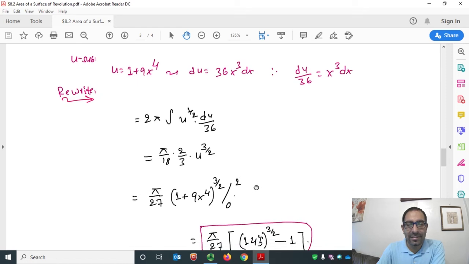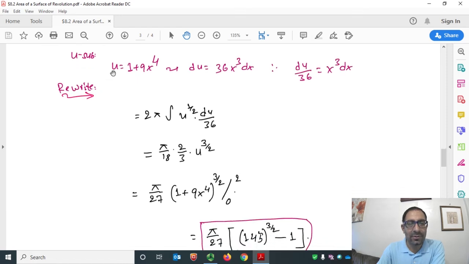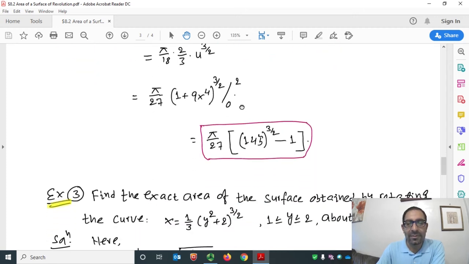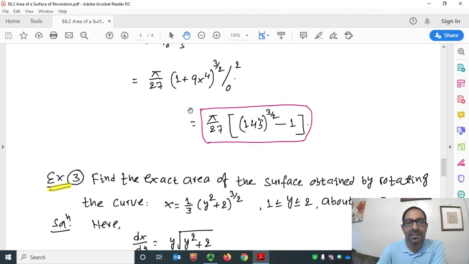And next, let's resubstitute the variables. So put u equals 1 plus 9x to the power 4 back again, and evaluate x equals 0 to 2. Let me scroll down. And simplify these expressions, putting x equals 2 and x equals 0. Then it turns out that the surface area is pi over 27 times 145 to the power 3/2 minus 1. Great. I hope this computation makes sense to you all.